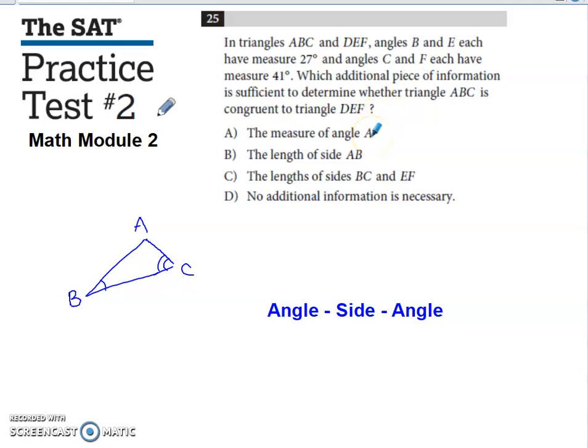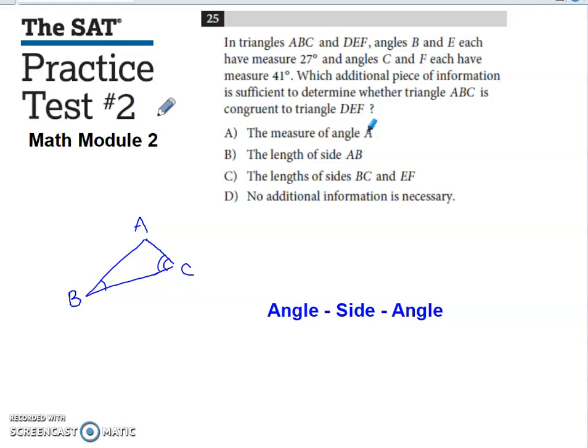Measure of angle A. We know the measure of angle A. I guess not directly, but we know that all three angles in a triangle add up to 180. If I take 27 and 41 off of 180, that gives me the measure of angle A. We already know that these two triangles are at least similar to each other by angle, right? If they have two angles that are the same measure, the third angle automatically is the same measure.